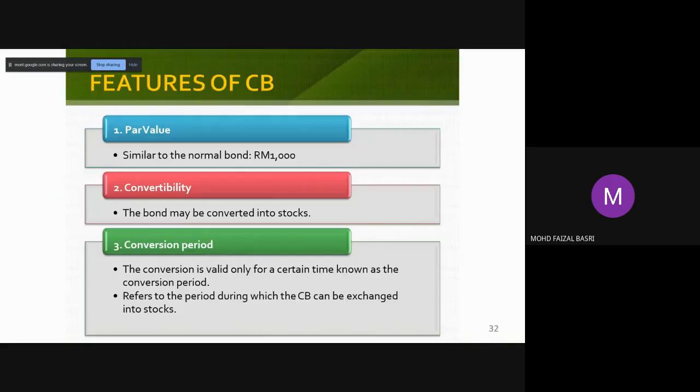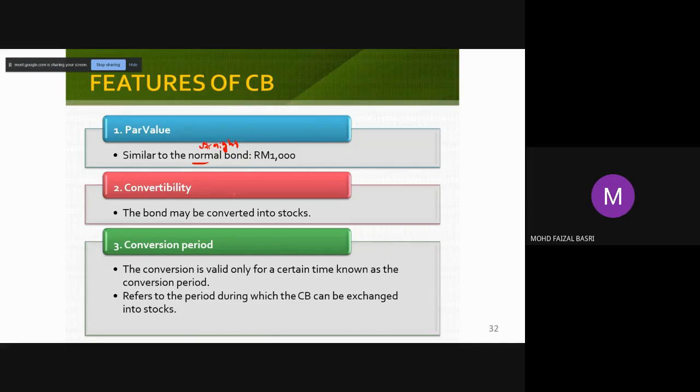Okay, so what are the features of convertible bond? In terms of the par value, we're going to assume the same thing as normal bond, which is RM1,000. Normal bond ni sometimes kita panggil dia straight bond. Kalau convertible, dia boleh convert. Kalau straight bond meaning you cannot convert. So convertibility, yes, you can convert into stocks.